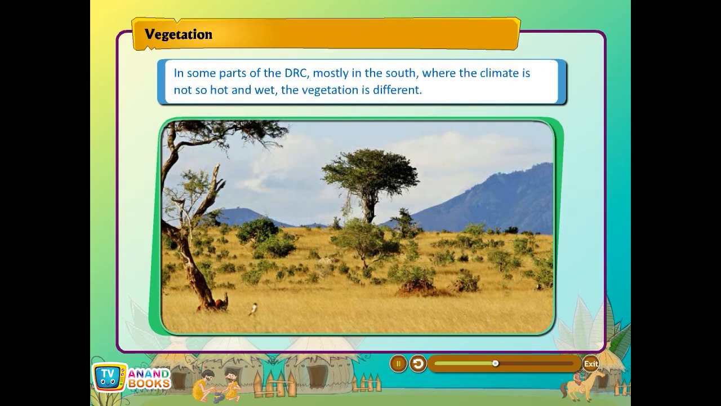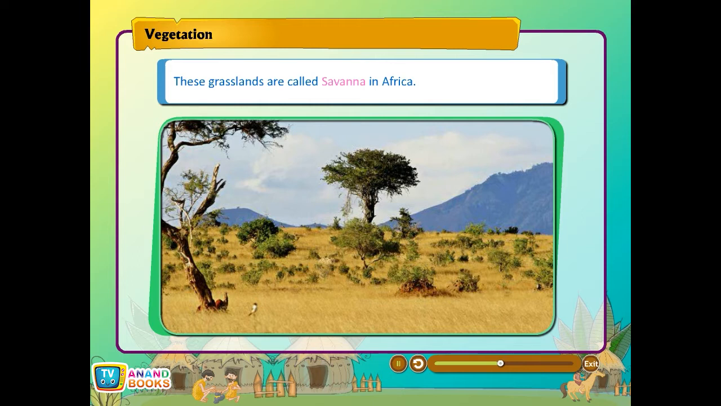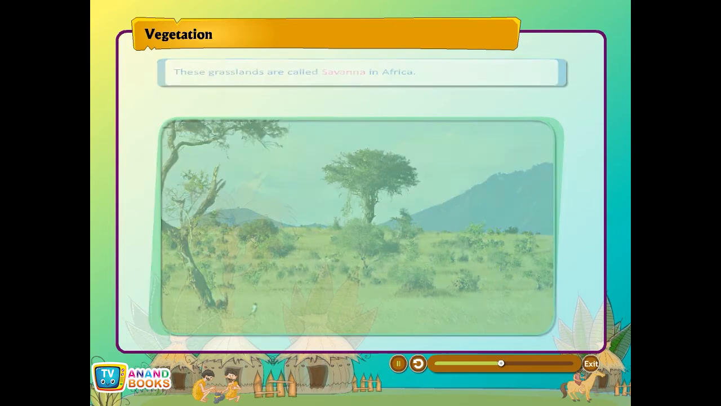In some parts of the DRC, mostly in the south, where the climate is not so hot and wet, the vegetation is different. Instead of dense forests, there are grasslands with a few scattered trees. These grasslands are called savanna in Africa.